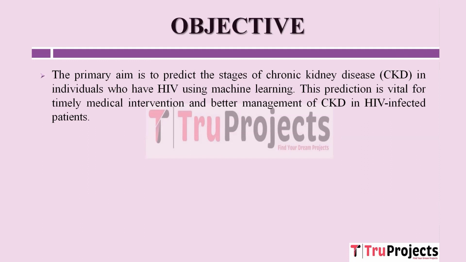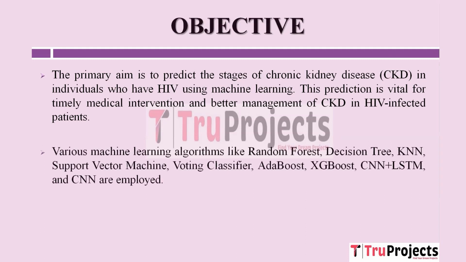To enhance the accuracy and effectiveness of stage prediction for CKD in HIV patients, a wide array of machine learning algorithms is utilized. These algorithms include random forest, decision tree, KNN (K-nearest neighbor), support vector machine (SVM), voting classifier, AdaBoost, XGBoost, CNN plus LSTM, and CNN. Each algorithm offers a unique approach to understanding and interpreting the data, collectively contributing to a comprehensive and robust prediction model.